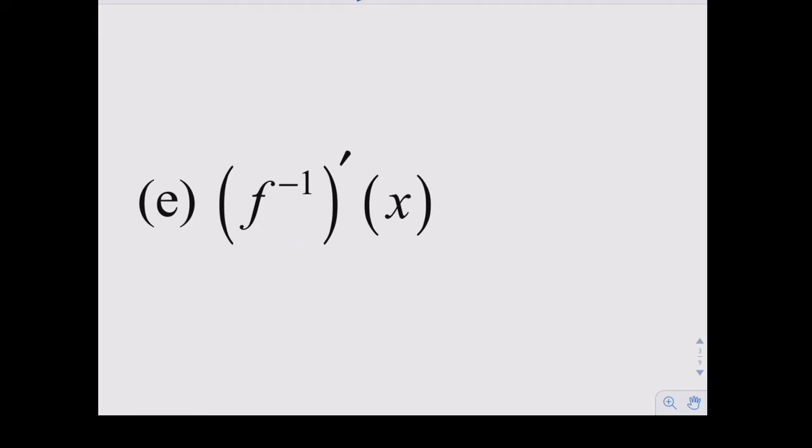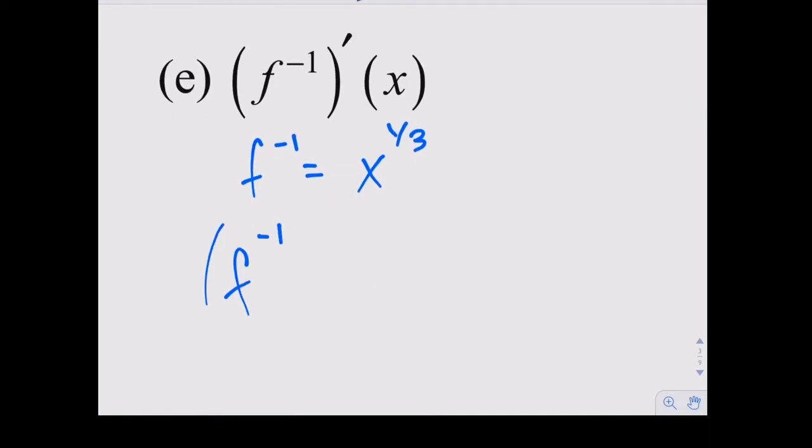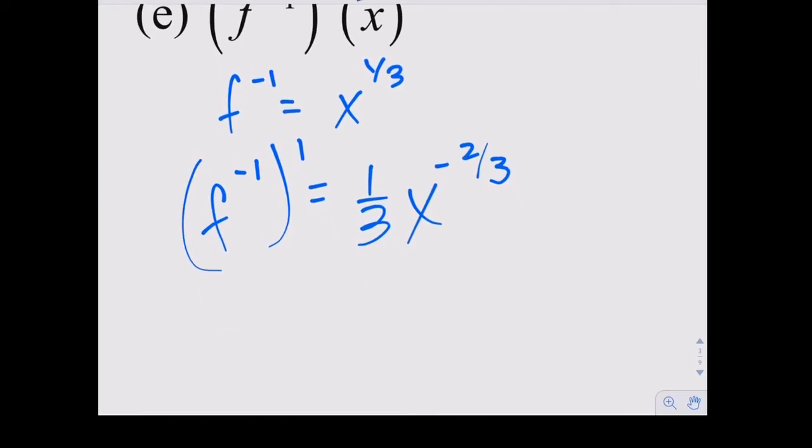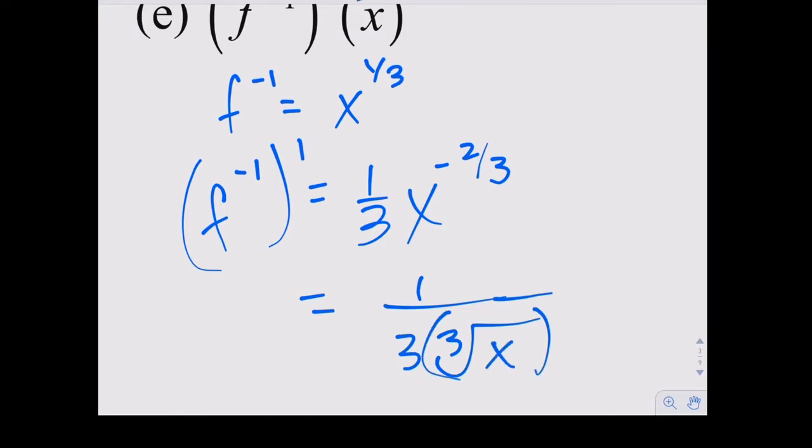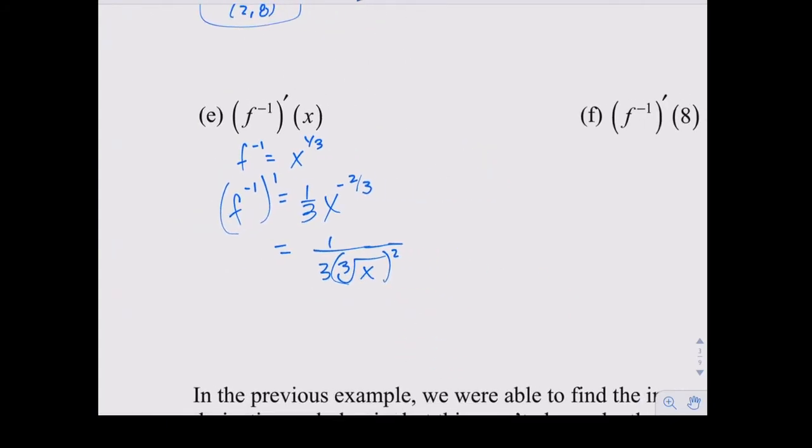f inverse prime. Holy moly. Okay, well, let's see. f inverse, remember, is x to the 1/3. So by the power rule, f inverse prime would be 1/3 x to the negative 2/3, which if I clean that up is 1/3 cube root of x squared. You could square it under or outside the radical.